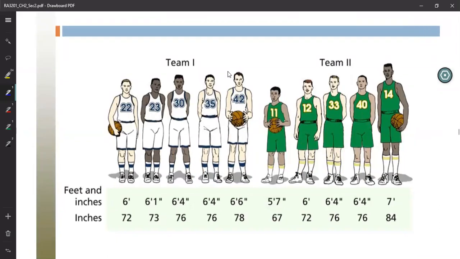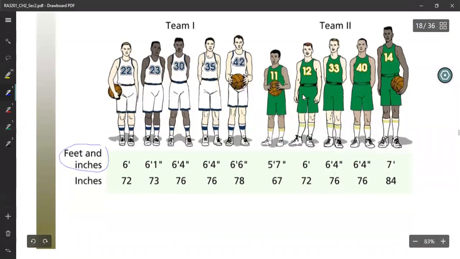So you can see their heights. The first one is in feet and then the same measurement in inches. These are 6 feet 0 inches, 6 feet 1 inch and so on. If you convert it, 1 foot is 12 inches. So this is 72 inches, 73 and so on. Now what can you see from these two teams?